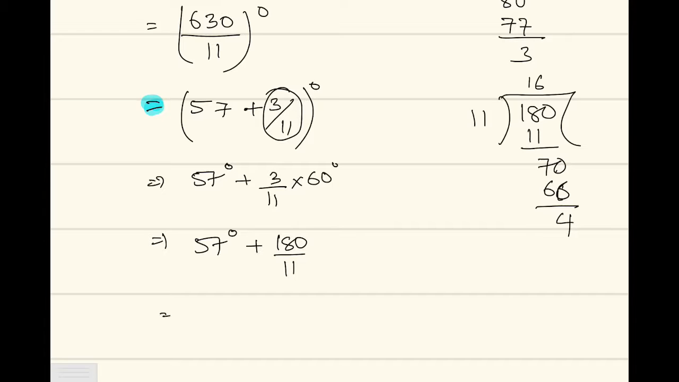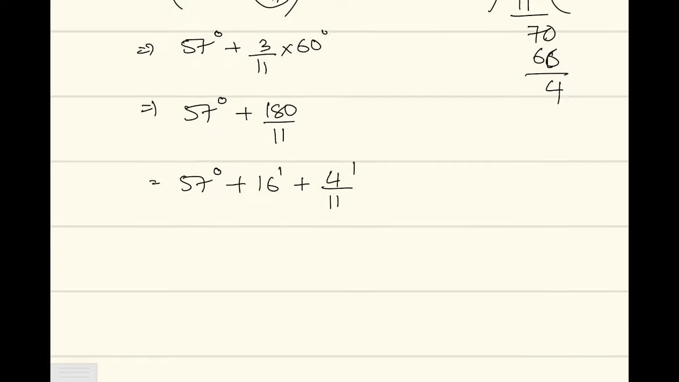So that would give me 57 degree plus how do I write it? I'll write 11 minutes. Sorry, not 11 minutes, 16 minutes. Isn't it, everyone? 16 minutes. You can check the calculation, by the way. 180 divided by 11 should give you 16 and something remainder, isn't it? 16 minutes plus 4 by 11. What is that? 4 by 11 minutes. That's also in minutes. Correct.